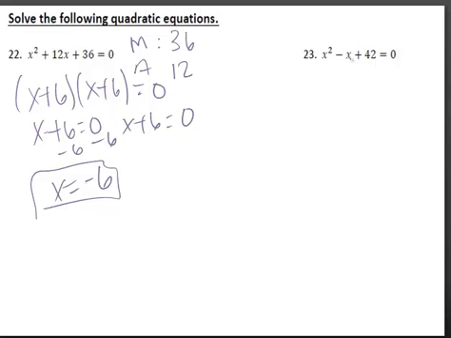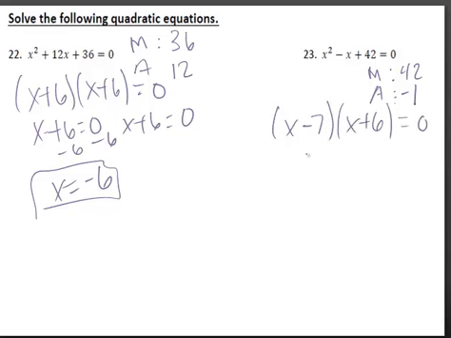Okay? Over here, what multiplies to 42 and adds to negative 1? Well, that would be negative 7 and 6. So I do x minus 7, x plus 6 equals 0. Switch the sign, so x is equal to 7, x is equal to negative 6.